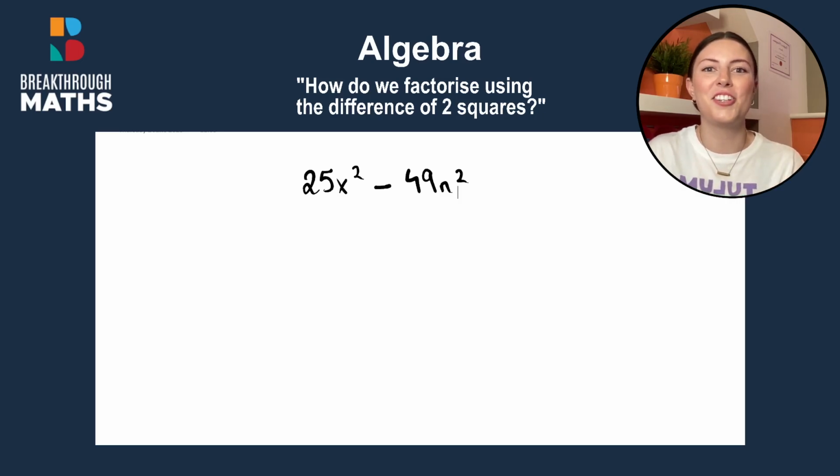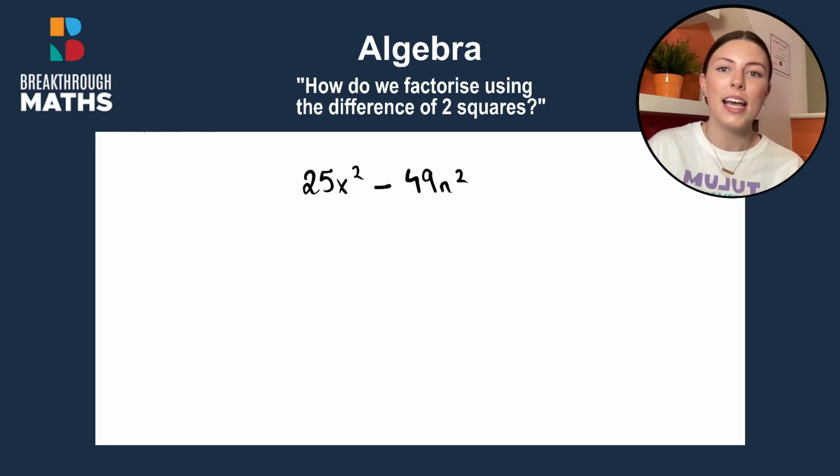Hey guys, it's Jennifer from Breakthrough Maths, and today I'll be showing you how to factorise using the difference of two squares. So this is one of the 4 types of factorising on the Junior Cert course, and how we recognise that it's in fact the difference of two squares is that it has 2 terms.